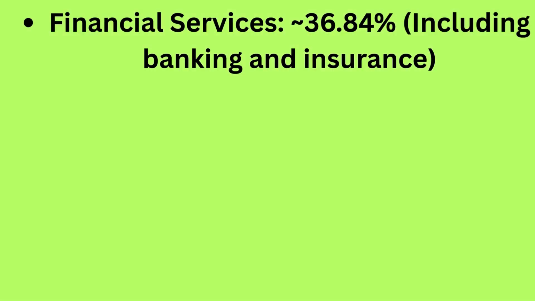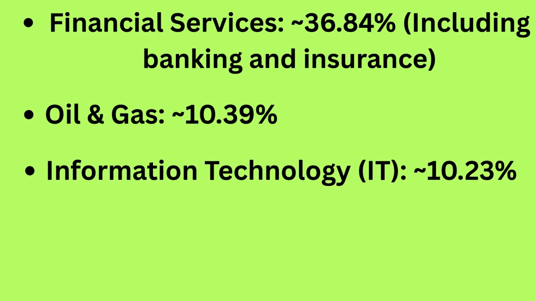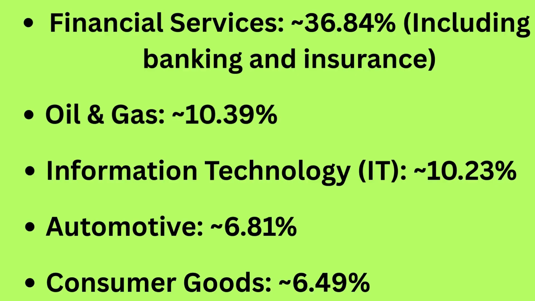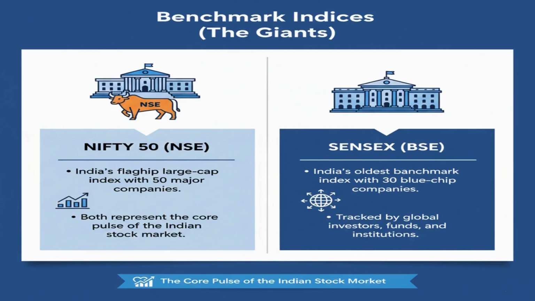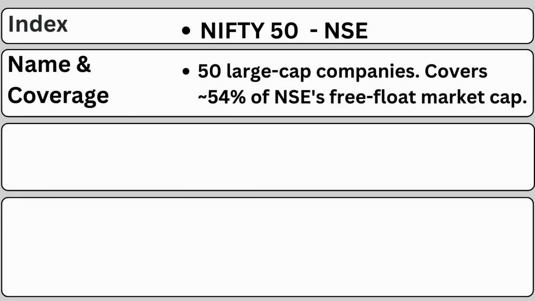Financial services, including banking and insurance: 36.84%. Oil and gas: 10.39%. Information technology, IT: 10.23%. Automotive: 6.81%. Consumer goods: 6.49%.